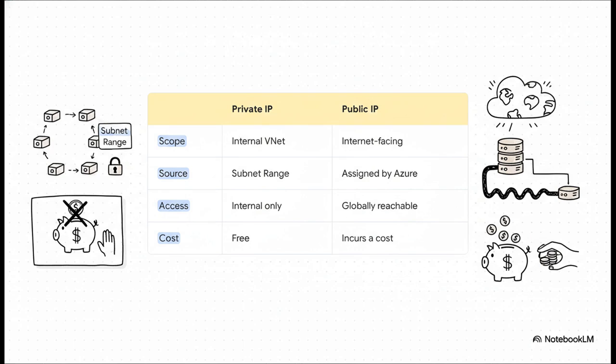That's how it talks to its neighbors. But what if you need that resource to be reachable from the internet? Well, that's when you assign it a public IP. The bottom line is simple. Private IPs are for internal chatter, and they're free. Public IPs are for talking to the internet, and they have a cost.